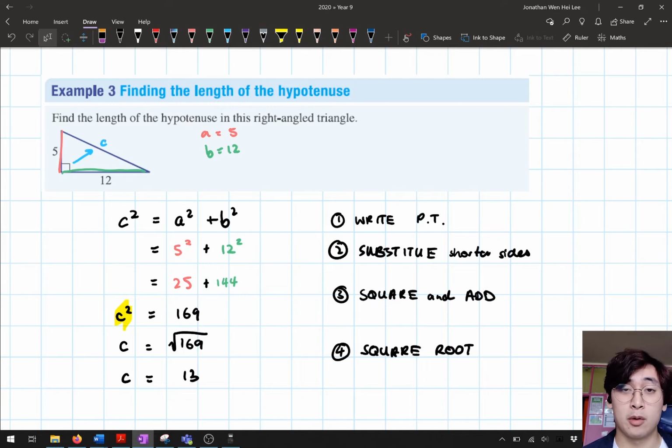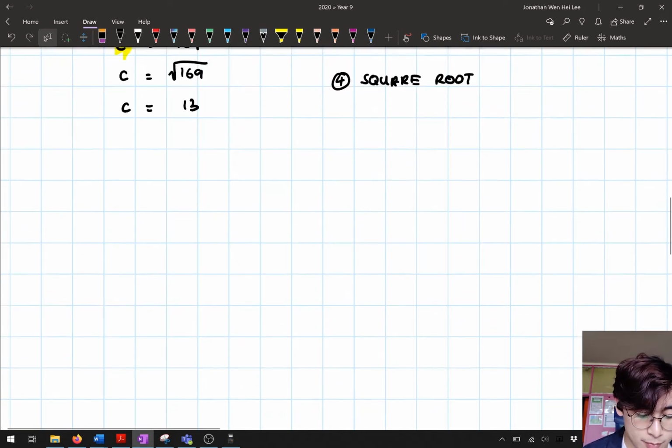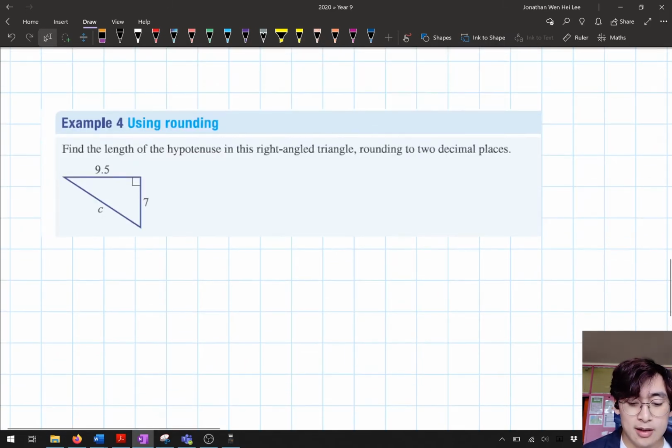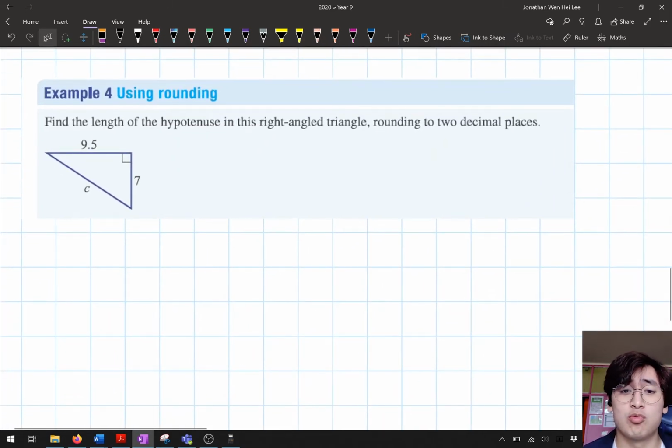So that's this first example that we've gone through. Let's go through the next example. Now, this next example is where they ask us to round the answer to 2 decimal places. Usually when you put your numbers into your calculator, it's not going to give you an exact square number. Sometimes it's a weird number with weird decimal places. So let's have a go using the exact same steps for this triangle here.